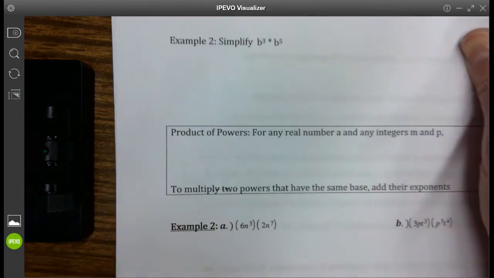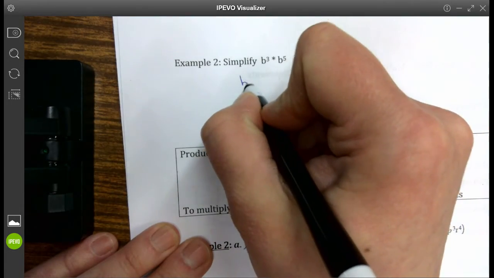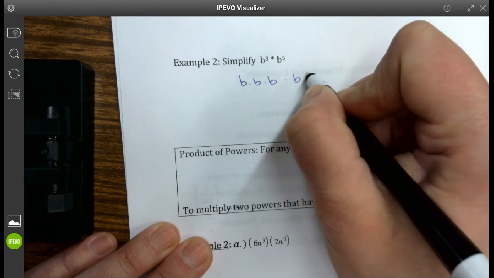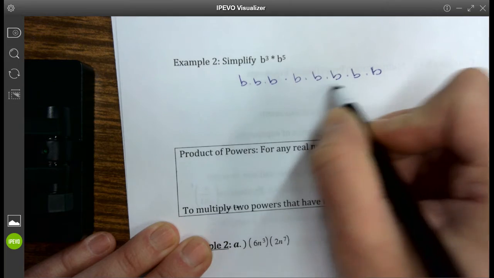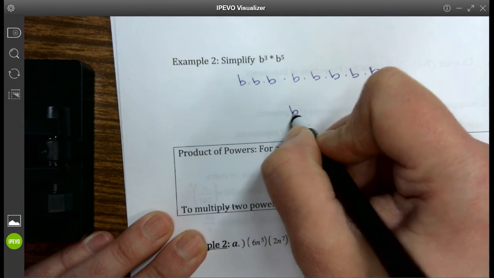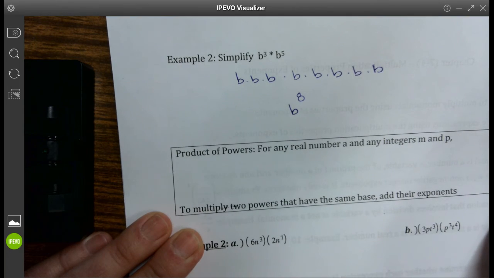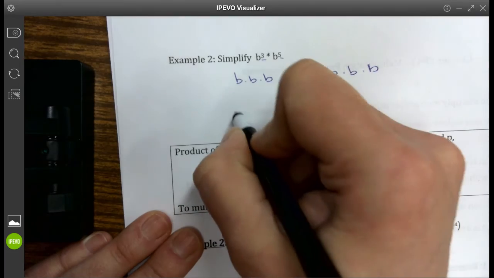Second page, they want you to simplify b to the third times b to the fifth. Well, that's just saying b times b times b times b times b times b times b times b. So there's 5 b's and there was 3 b's. So now there's a total of 8 b's. What would the shortcut be? To just simply add the exponents.